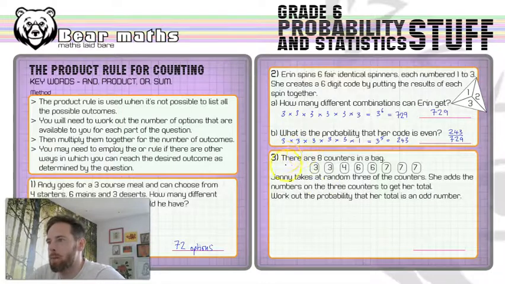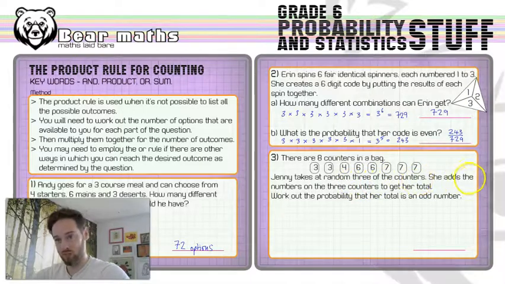It melts your brain a bit, but bear with me. So there are 8 counters in a bag: 3, 3, 4, 6, 6, 7, 7, 7. Jenny takes at random 3 of the counters. She adds the numbers on the 3 counters to get her total.